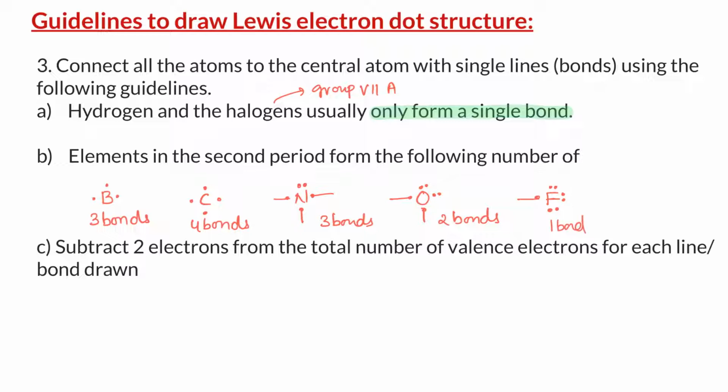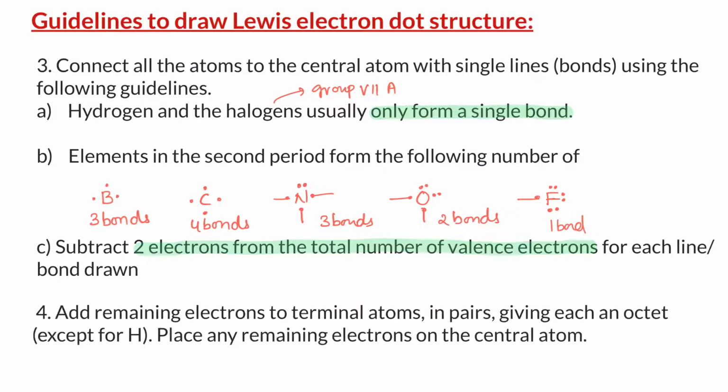The next guideline: subtract 2 electrons from the total number of valence electrons for each line or bond you have drawn. 4. Add remaining electrons to the terminal atoms in pairs, giving each atom an octet. Place any remaining electrons on the central atom.